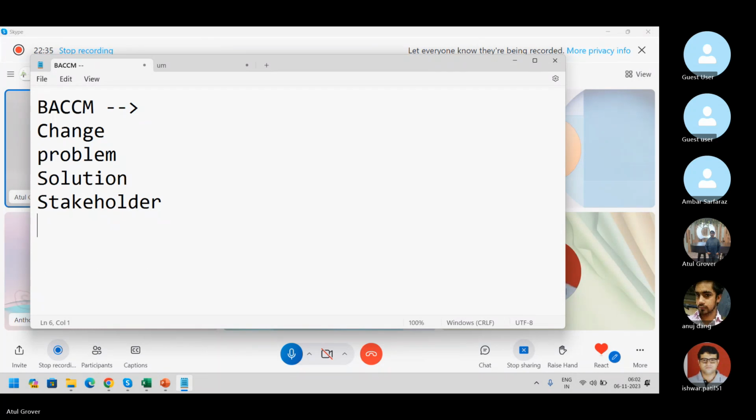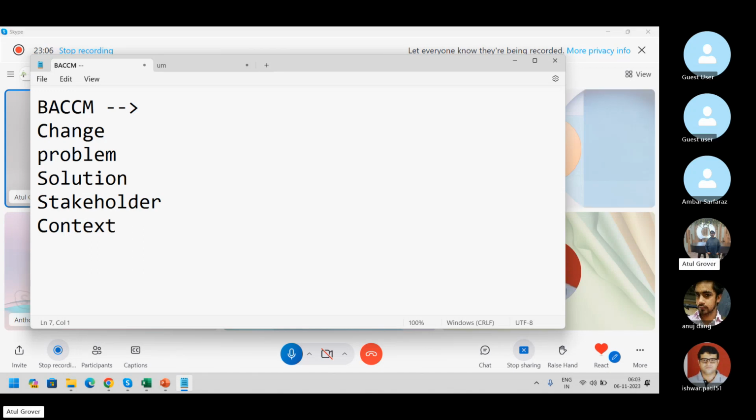BACCM: change, problem, solution, stakeholder, context. BACCM stands for Business Analyst Core Concept Model. Okay, that's a model. So we have to understand this part.